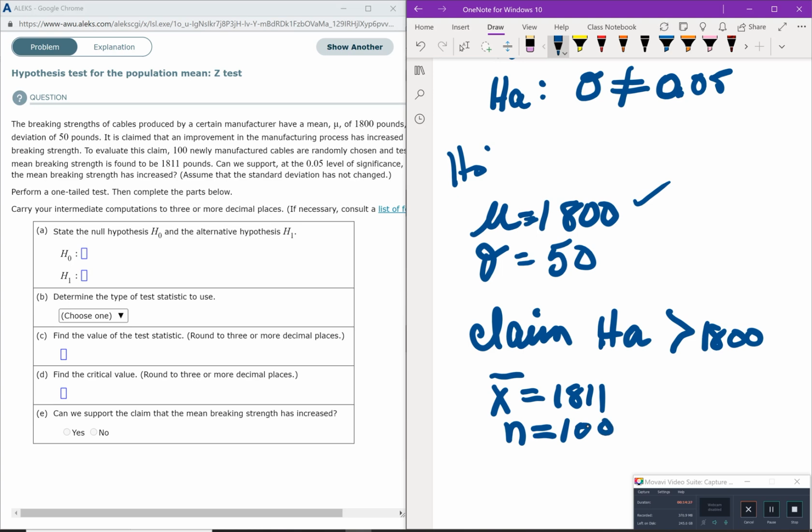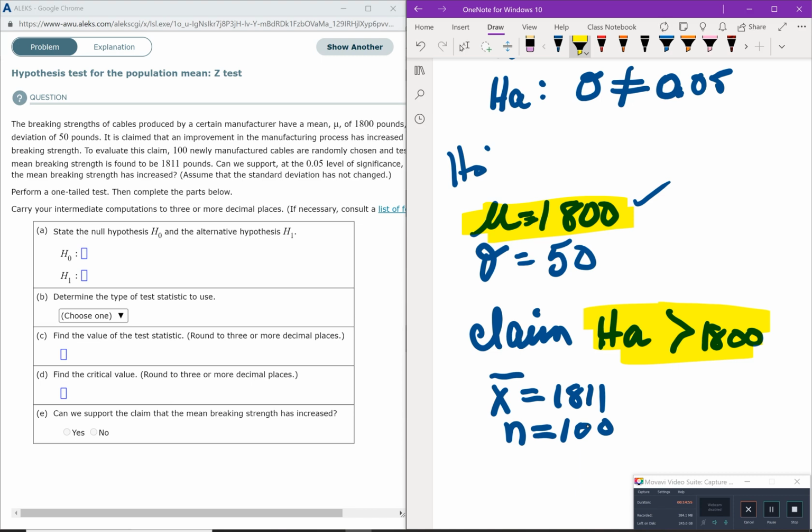Okay, so let's answer part A. Part A says state the alternative and the null hypothesis. So to answer part A, technically we have the answers right here, where we have mu is greater than, right? Because they're asking if it increased, and mu is equal to. That is your alternative and your null respectively. Remember, the alternative never contains equality.